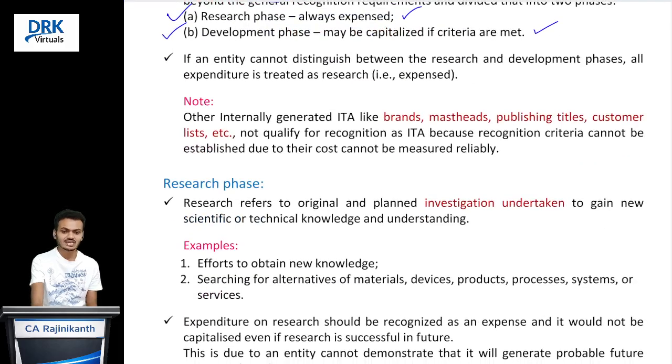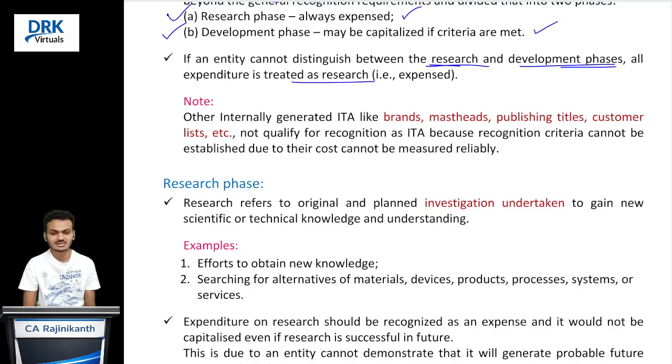If the entity cannot differentiate between the research phase and the development phase, all expenses that we incurred should be treated as research expense only. It means we should not capitalize. That is what the standard is saying. And one more thing, other internally generated intangible assets like brands, mastheads, publishing titles, and customer lists do not qualify for recognition as intangible assets. Why? Some of these kinds of assets don't satisfy the definition of intangible assets.